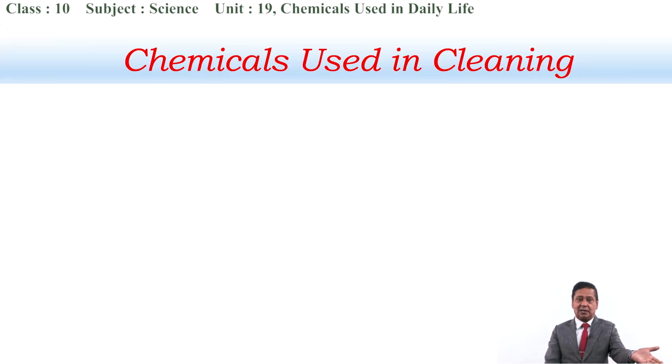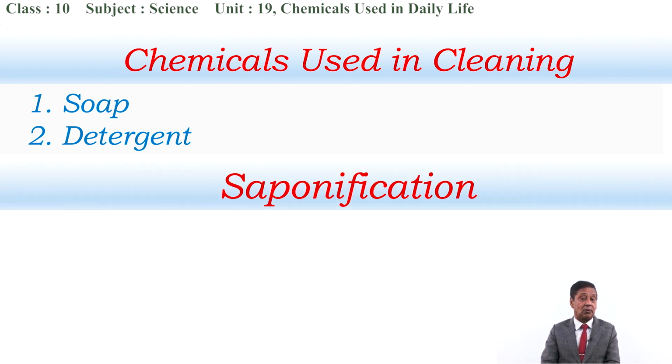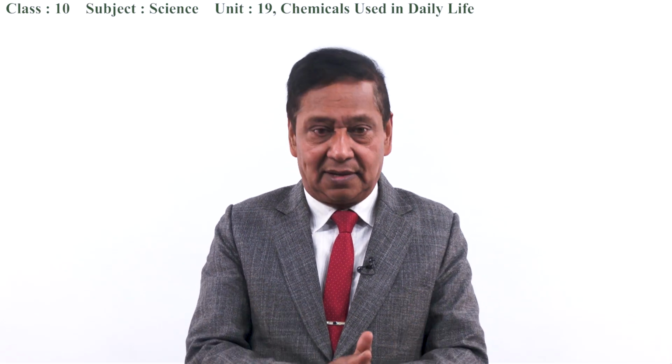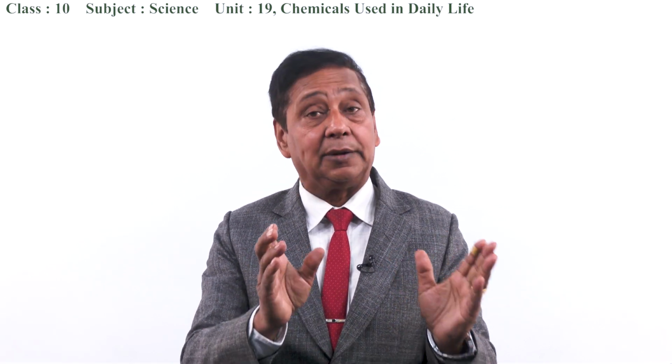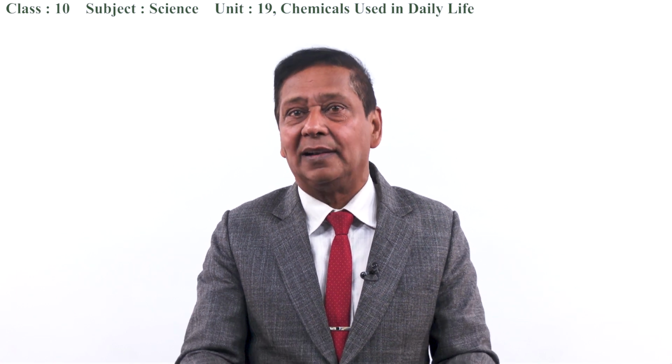And then we entered into chemicals used in cleaning, which are made in industry. What were they? Soap and detergent. I told you about these. What is soap, what is detergent, how they are made, and we compared these two also on different points. And in the meantime, I also told you what saponification is, and what soapless soap is. I think this class is now beneficial to you, and this is the second part of this chapter. We'll continue with the third and fourth parts later.